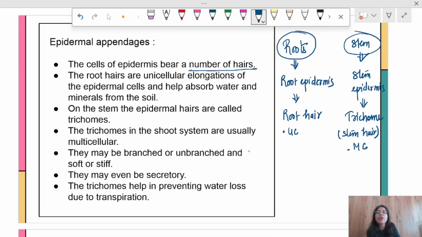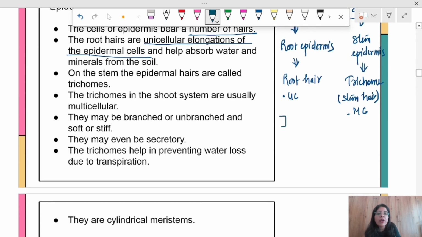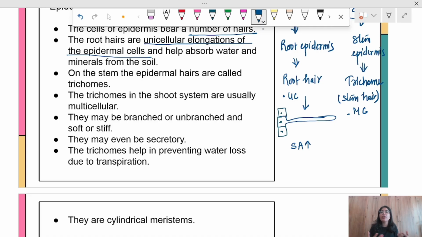You can see the cells of epidermis bear number of hairs. The root hair are unicellular elongations of epidermal cells. For example, if I want to draw it, I can draw it like this. Let's suppose this is the cell of root epidermis. This cell itself will get extended like this, and it will increase the absorptive surface area for absorbing more and more water, right? It is an extension or elongation of the epidermal cell which helps in absorbing the water and mineral from the soil. Now more absorptive surface area to absorb water and mineral, right?